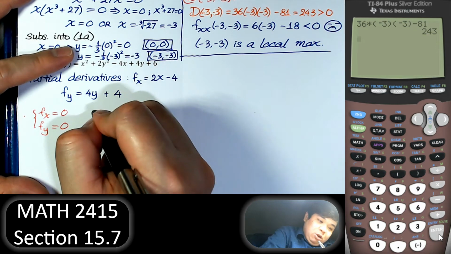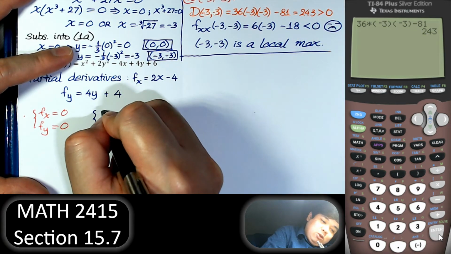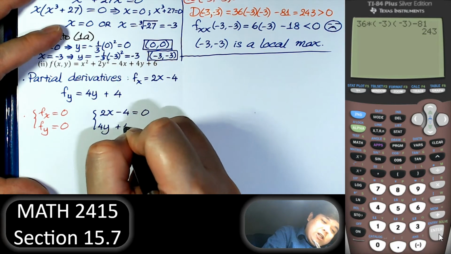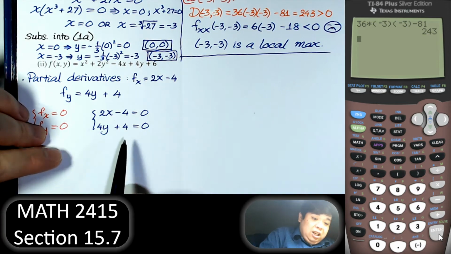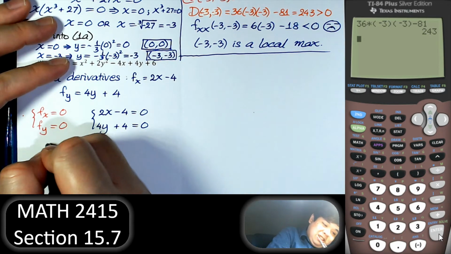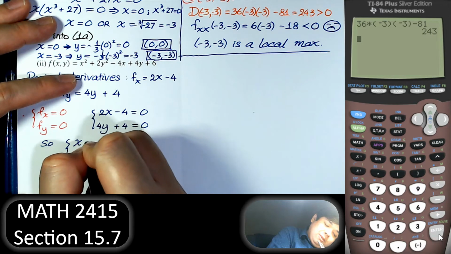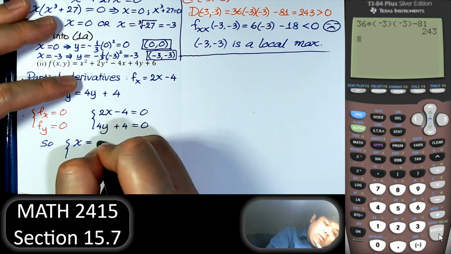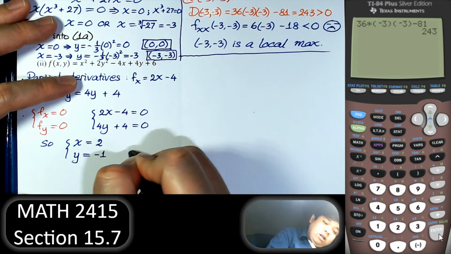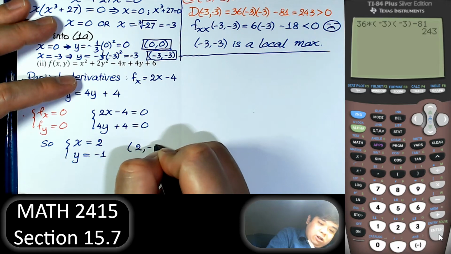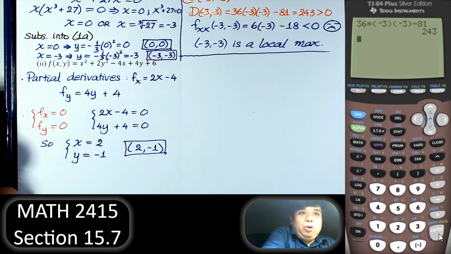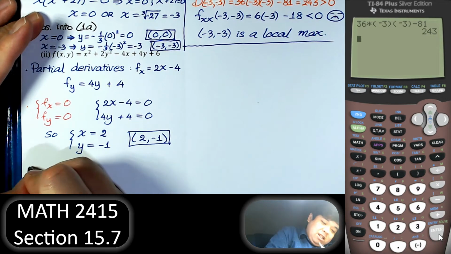Actually, this one will be extremely straightforward. Derivative with respect to x, 2x minus 4 equal to 0, and then 4y plus 4 equal to 0. So this one is obviously even simpler. x is 2 and y is negative 1. So we only have one point, 2 and negative 1. It's a critical point. Simple enough. Now second derivative test.